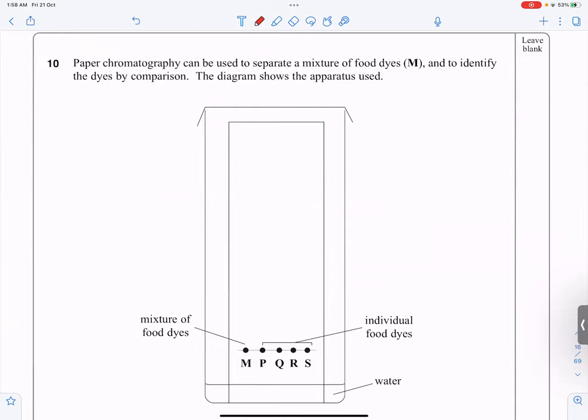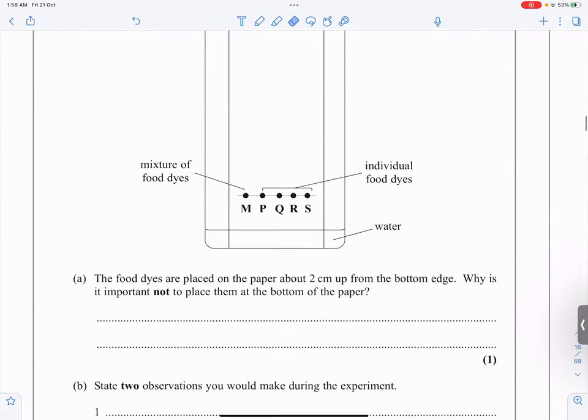Question 10. Paper chromatography can be used to separate a mixture of food dyes M and to identify dyes by comparison. The diagram shows the apparatus used. Question A. The food dyes are placed on the paper about 2 centimeters from the bottom edge. Why is it important not to place them at the bottom edge of the paper? They would dissolve in the solvent, the water below. They would dissolve in water.